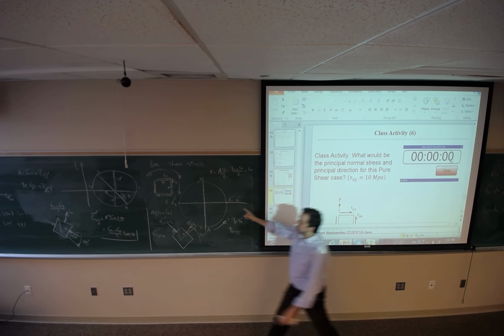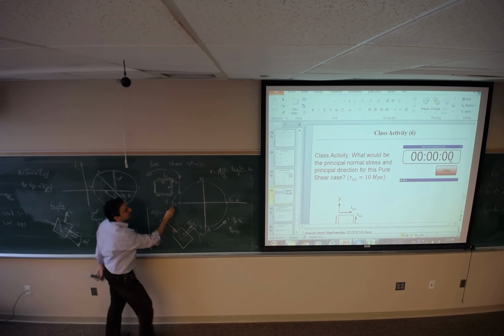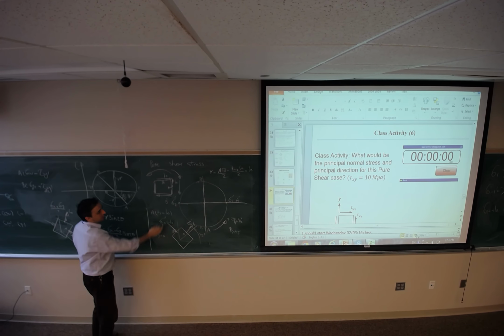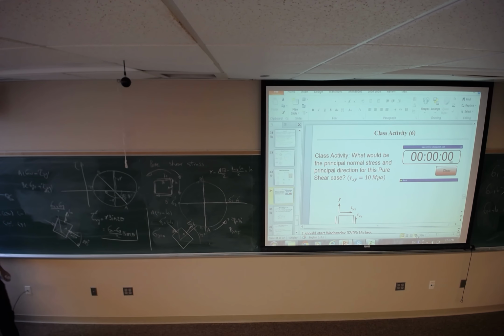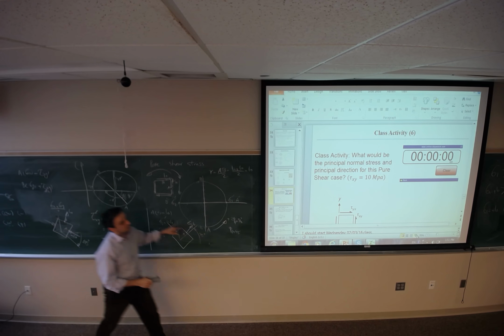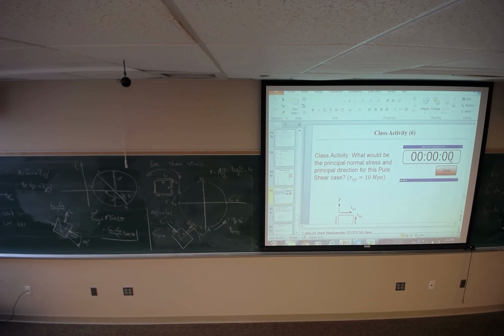That's the reason I had the prime here. I didn't say sigma 1 and sigma 2 because I should rank them before I label them as sigma 1 and sigma 2. And if I ask you what the maximum shear stress is, it's always this difference that is going to be the greatest: sigma 1 minus sigma 3 divided by 2, which is 10 megapascal.